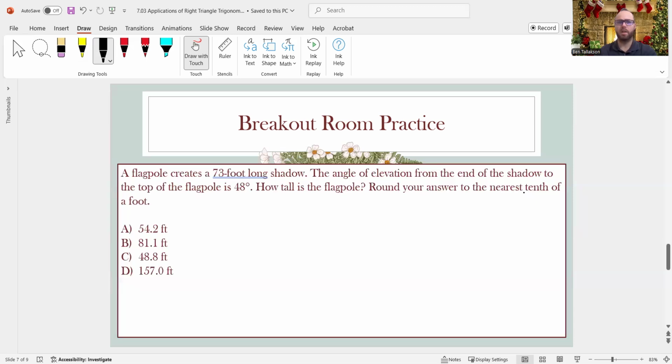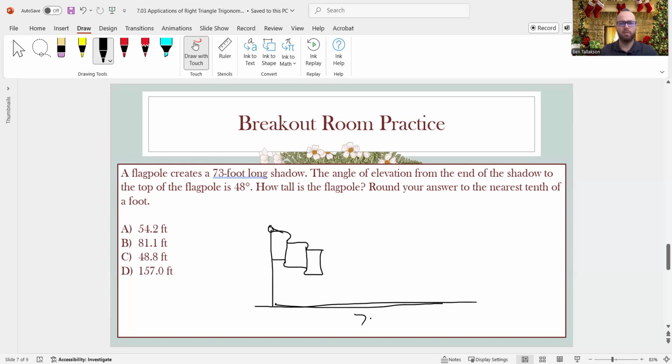All right, let's look at a word problem now. A flagpole. If it's a word problem and they give you visuals, why not draw it? So just a quick flagpole here. Okay, a little windy day there. And of course, there is the ground. A flagpole creates a 73-foot long shadow. So the shadow would be on the ground right here, right?